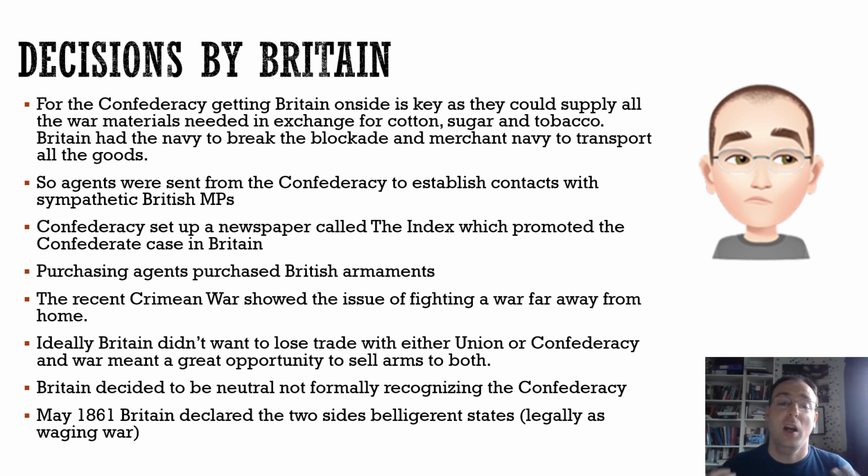So ideally, Britain wants to have its cake and eat it. It wants to stay on good terms with the Union, and it also wants to be on good terms with the Confederacy, because it doesn't want to lose the trading relationship it's got with either. And also, if there's a war, there's an even greater economic opportunity for the British, because they can sell arms to both sides, and they produce a lot of them. So Britain decides to remain neutral. It doesn't formally recognise the Confederacy as a separate nation, but in May '61, it does declare the two sides as being belligerent states, meaning they are legally waging war, which conveniently means Britain can sell both sides weapons.